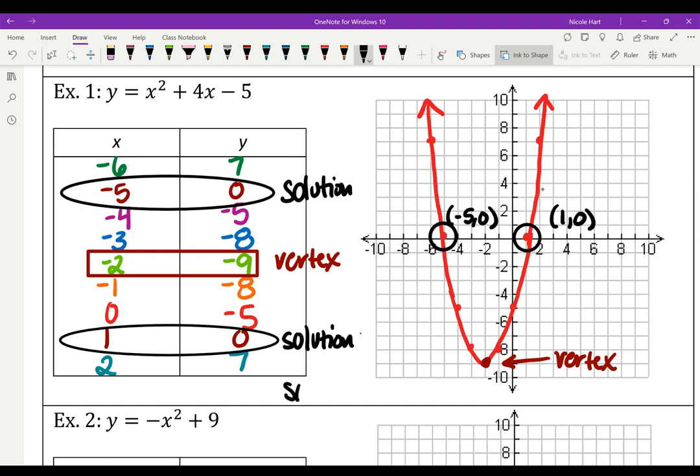So our solutions occur, depending on how the question is asked, we might say x equals -5, 1, or we could say the actual coordinates: -5, 0 and 1, 0.